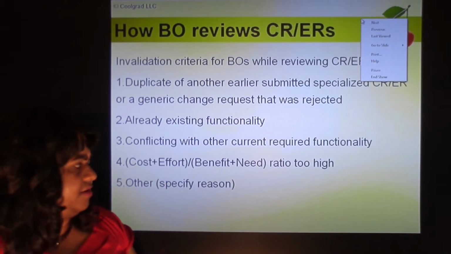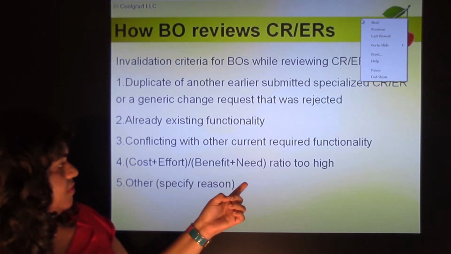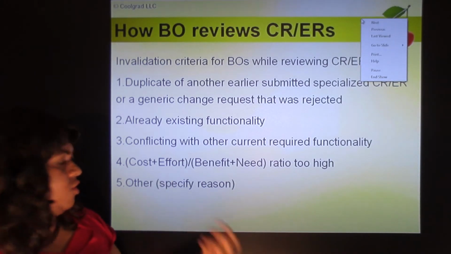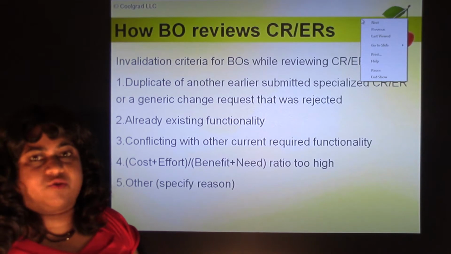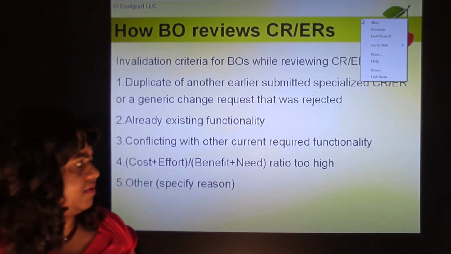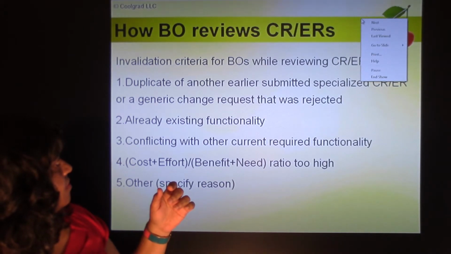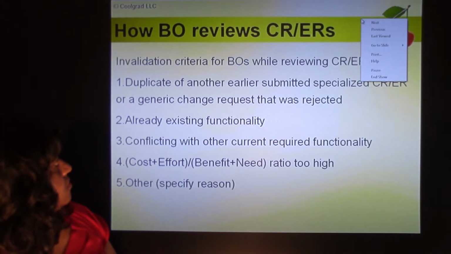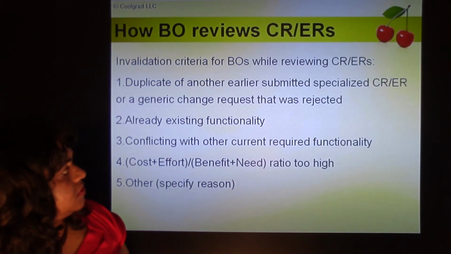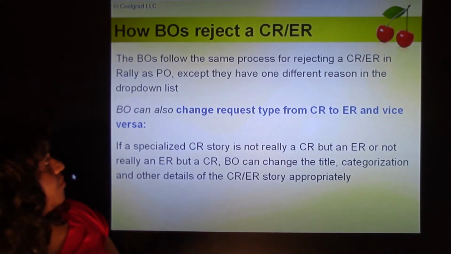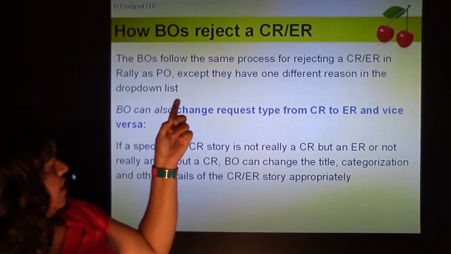So they can still reject this CR or ER for some other reason. So this is what the business owner does. First go over the invalidation criteria. So how do BOs reject a CR or ER?